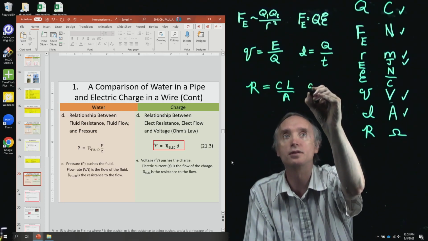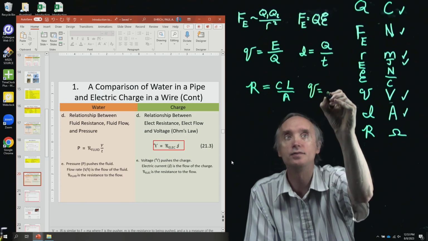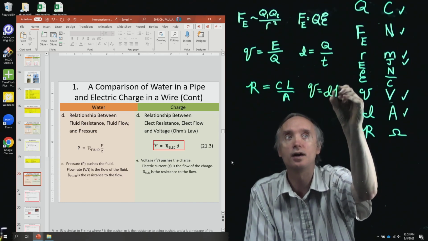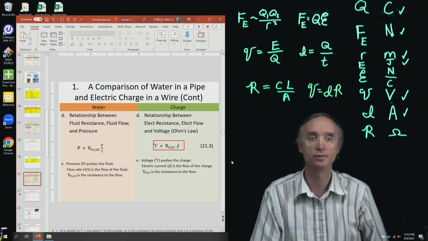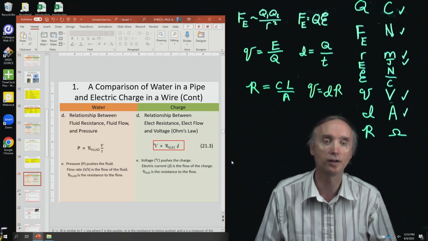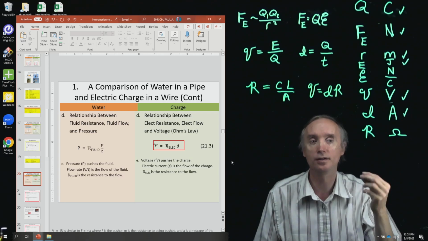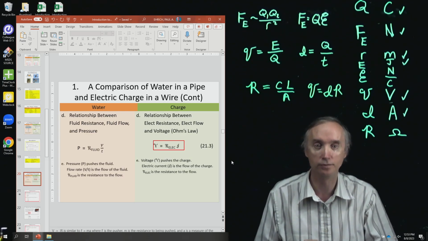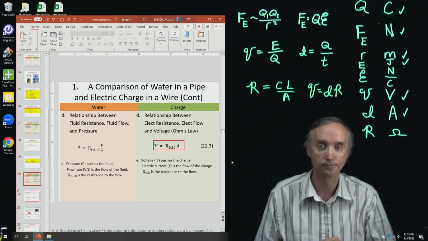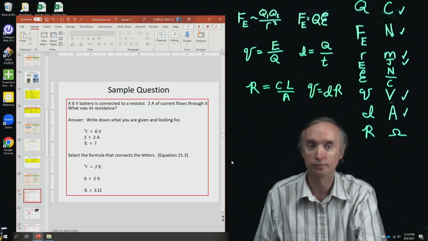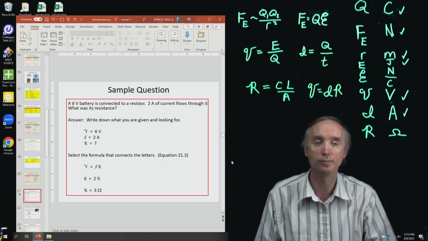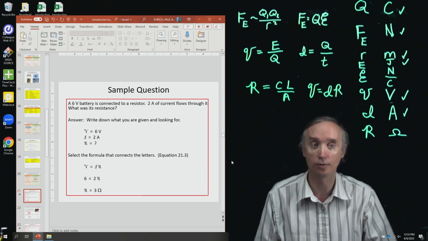Ohm's law is going to be that the voltage is equal to the current times the resistance. So very important formula. If you know two of the letters, you can then solve for the third one using that formula. And so here is an example of how to use the formula.